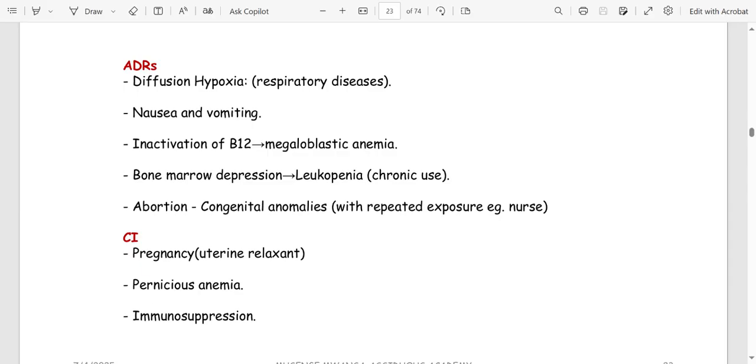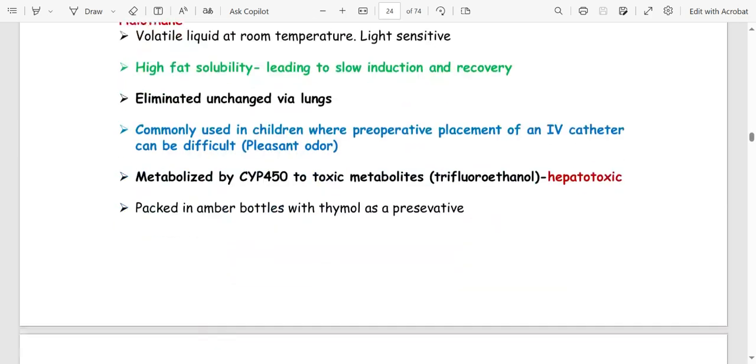Pernicious anemia is because they are basically antibodies that are produced against the parietal cells of the stomach, and so there is no release of intrinsic factor, and that causes no absorption of vitamin B12 that results in macrocytic or megaloblastic anemia. Remember, these drugs also cause megaloblastic anemia, and don't give them if someone is immunosuppressed.